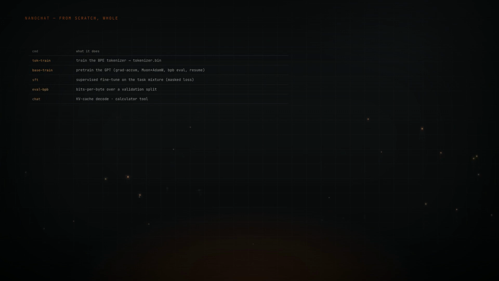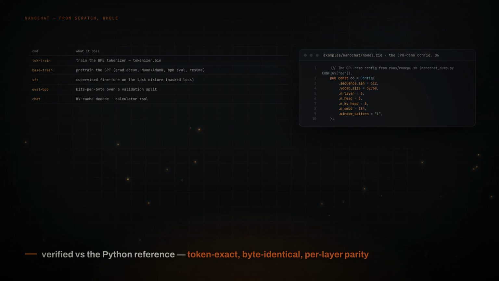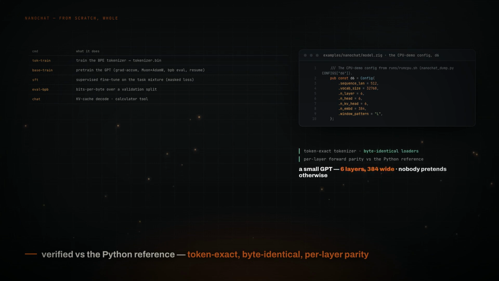And if fine-tuning feels like borrowing someone else's weights, the tree holds an existence proof. Karpathy's nanochat, ported whole. Tokenizer training, GPT pre-training, supervised fine-tuning, bits-per-byte eval, and chat with a calculator tool. From scratch on CPU, verified against the Python reference. Token-exact tokenizer, byte-identical loaders, per-layer forward parity.